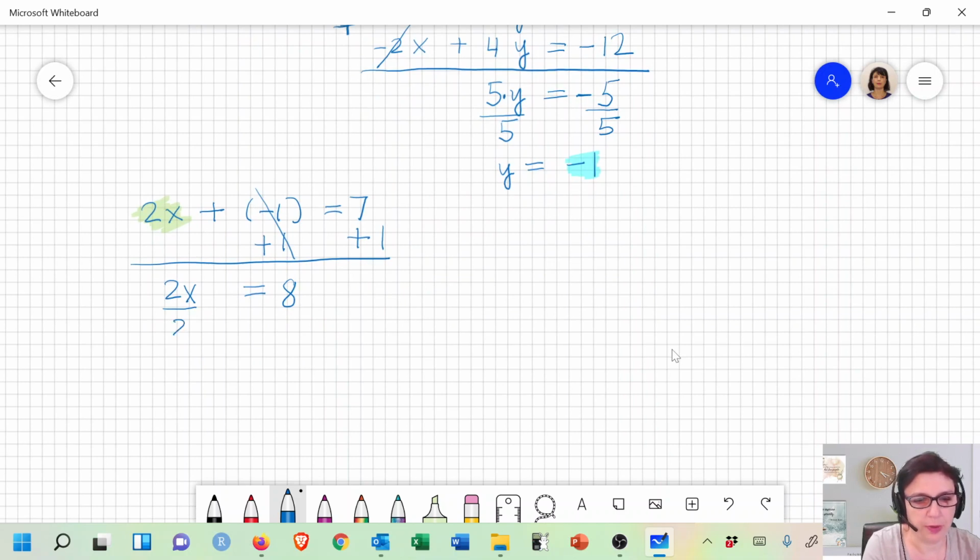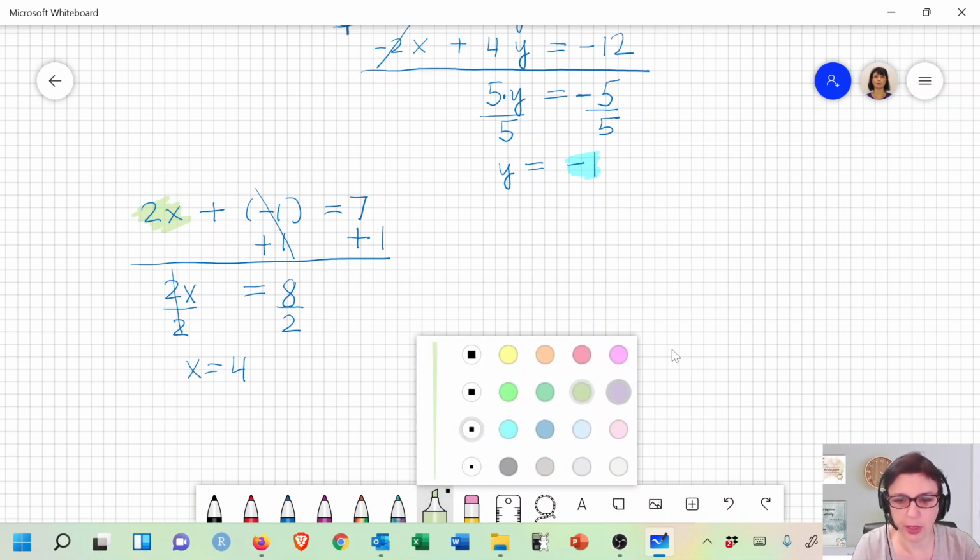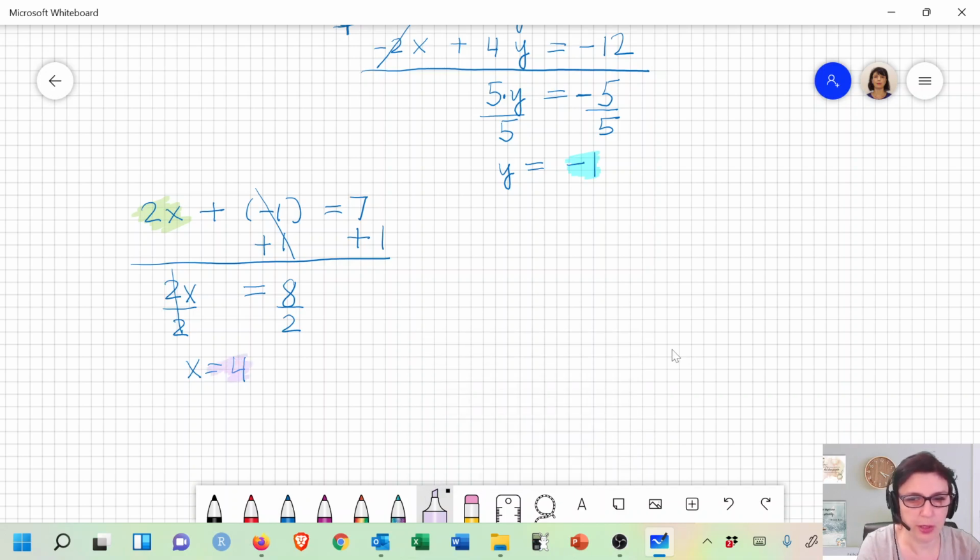Finally, I would divide both sides by 2. Okay, so 2 divided by 2, 8 divided by 2. So this is going to cancel. 8 divided by 2 is 4. Okay, so now I have x equals 4. All right, so make it purple or something. And I have y equals -1.